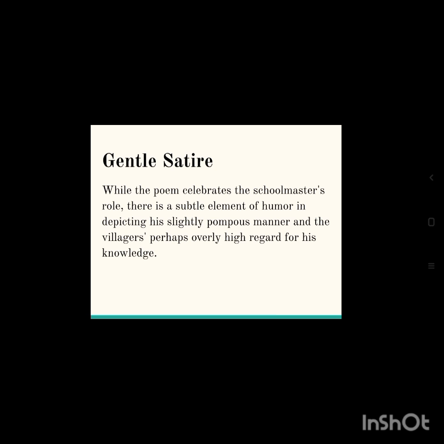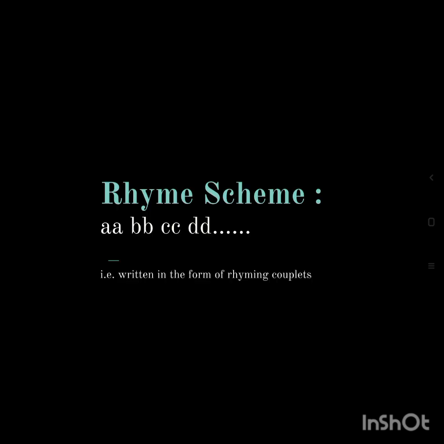That is pompous manner. Rhyme scheme: you should all know that it's going in the form of AA, BB, CC, DD. That is, it's written in the form of rhyming couplets. If you are asked what the form of this poem is, you can write that the poem is written in the form of rhyming couplets. That is, it has a rhyme scheme of AA, BB, CC, and so on.